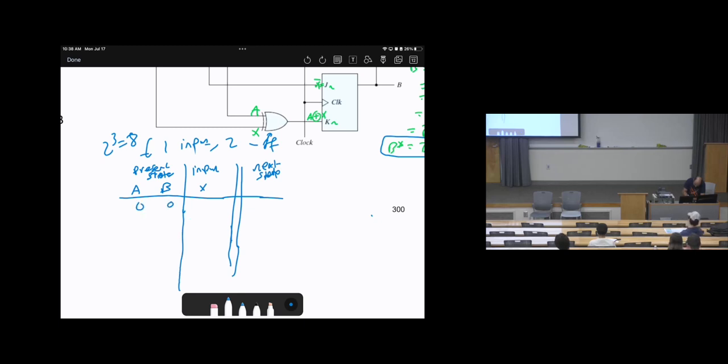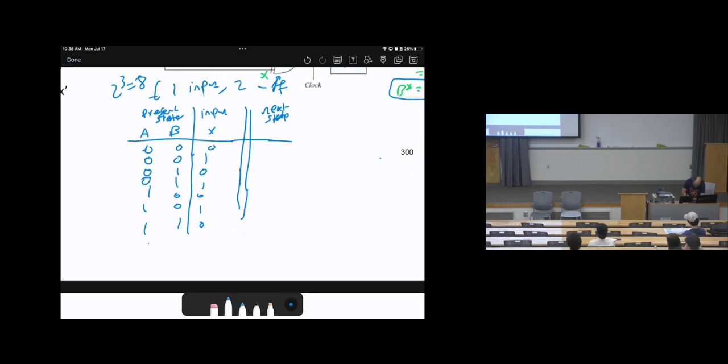So here 0, 0, 0, 0, 0, 1, 0, 1, 0, 0, 1, 1, 1, 0, 0, 1, 0, 1, 1, 1, 0, 1, 1, 1. What's the next states? We have A star, B star. There is no output, so don't worry about making this.